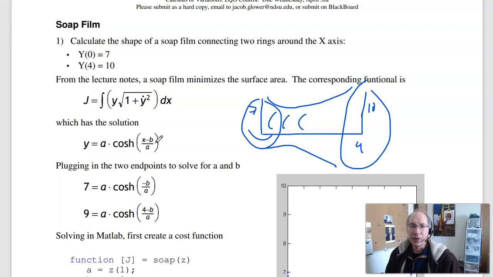To solve, I need to plug in the two endpoints to find a and b. So at the left endpoint, when x equals 0, y is equal to 7. When x equals 4, y is equal to 9. Two equations, two unknowns, solve.